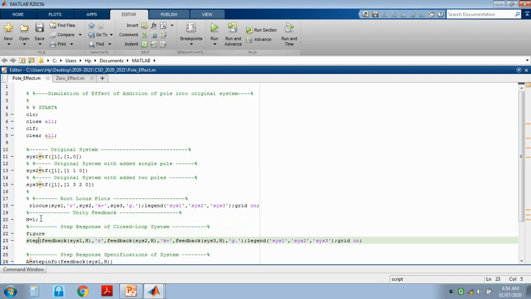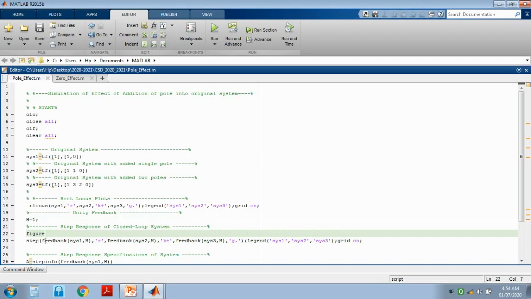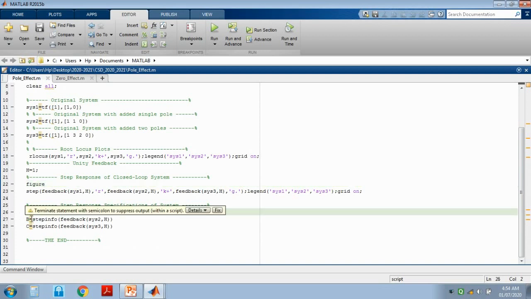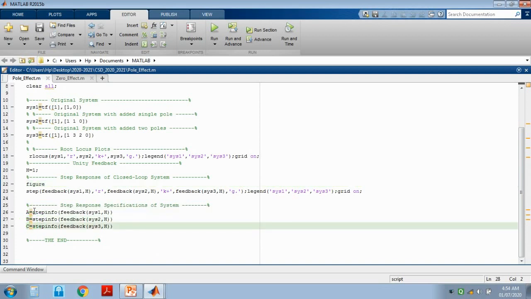Now I will open a new figure file, and in that I have to observe the closed loop step response of all these three systems. For that purpose I have used the step command, or I have applied the unit step input to all these three systems, and these systems are considered in closed loop. So there is a feedback command as given in line number 23. And once we have the step response of all these three systems in closed loop, we can observe the different transient response specifications by using the stepinfo command in line number 26 to 28. So this is about the code.